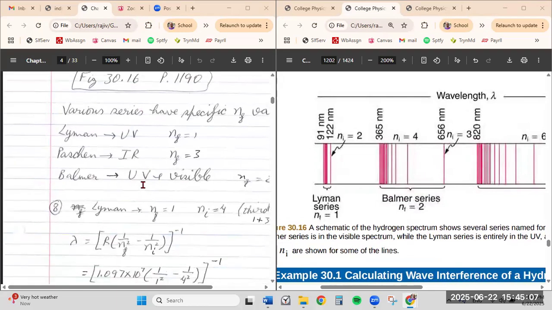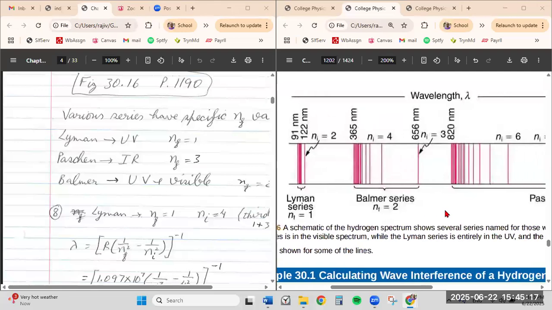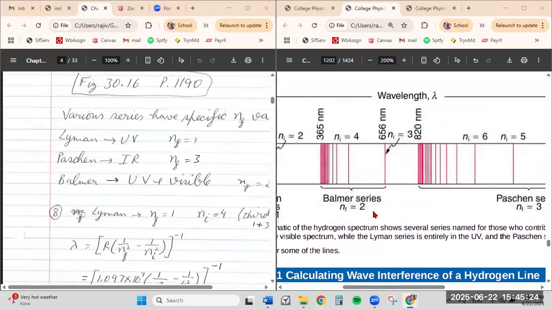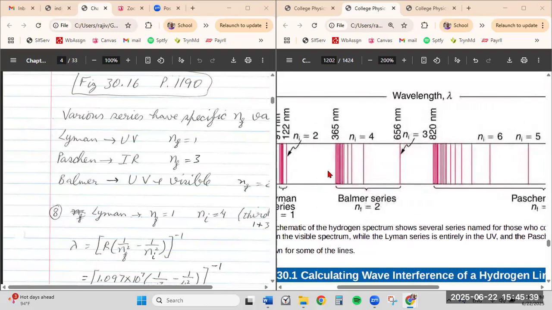So if you look at the spectrum, you will not be able to see the Lyman series because all of that is in the ultraviolet region. You won't be able to see Paschen series. None of this will be visible because all of that is in the infrared. And then Balmer, you can see some of it, the ones which have higher values of Ni. The lower ones fall in the ultraviolet part of the spectrum.